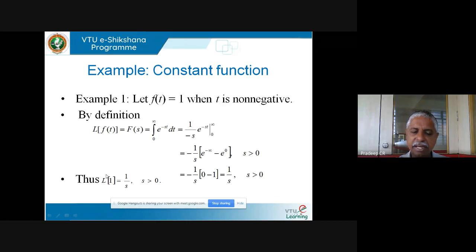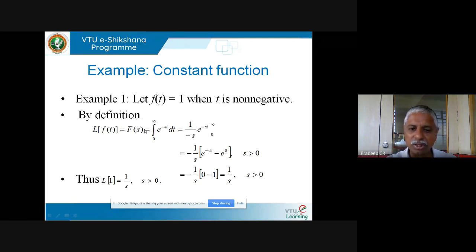See, here it is. L of 1 is 1 by s, where s is positive. Why is s positive? I just told you. What if s is negative? S negative is not even defined. We don't know, we don't care. But I am telling you a new function which is 1 by s, where s is positive. So you can't ask me what if s is negative. I'm not telling you anything, it's not defined at all. Anyway, let's not get into arguments on those things.